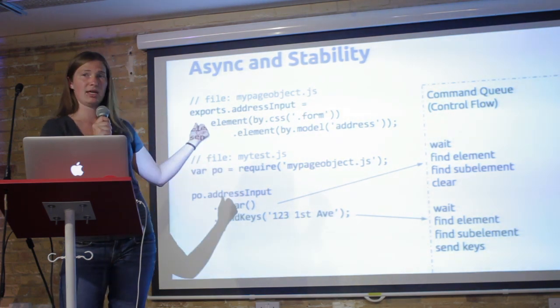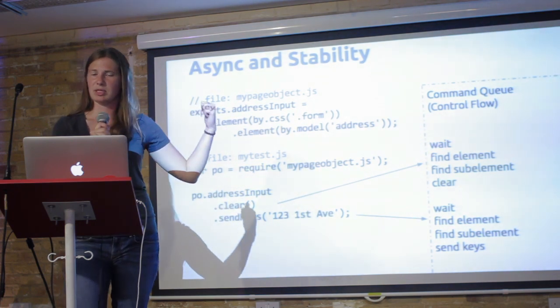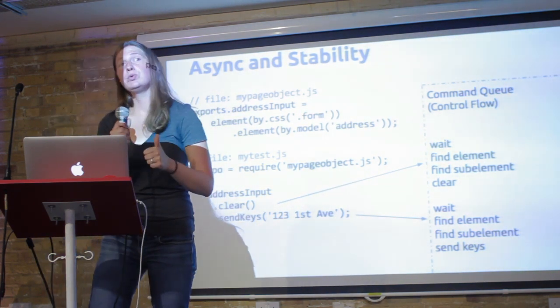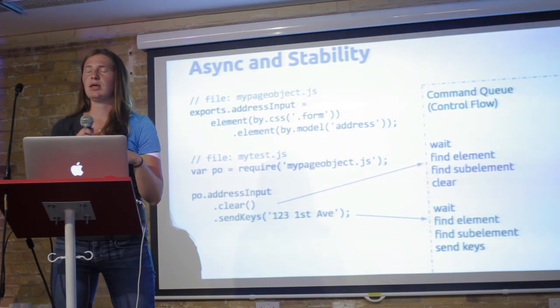So this specific example, when you get this address input element, you haven't put anything on the control flow when you're just getting it, because if your helper function actually sent commands, that would be really bad. But once you call that clear method, it adds a bunch.